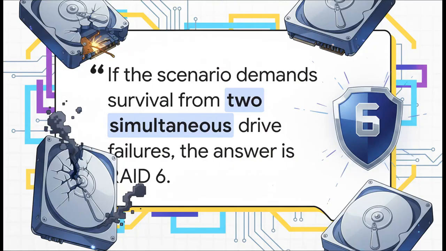And here is another golden nugget for your exam. Listen closely. If you see a question and the scenario explicitly says it must survive 2 simultaneous drive failures, stop right there. Don't overthink it. It's not RAID 5, it's not RAID 10. The answer they are looking for is RAID 6. They love to test if you know that specific difference.